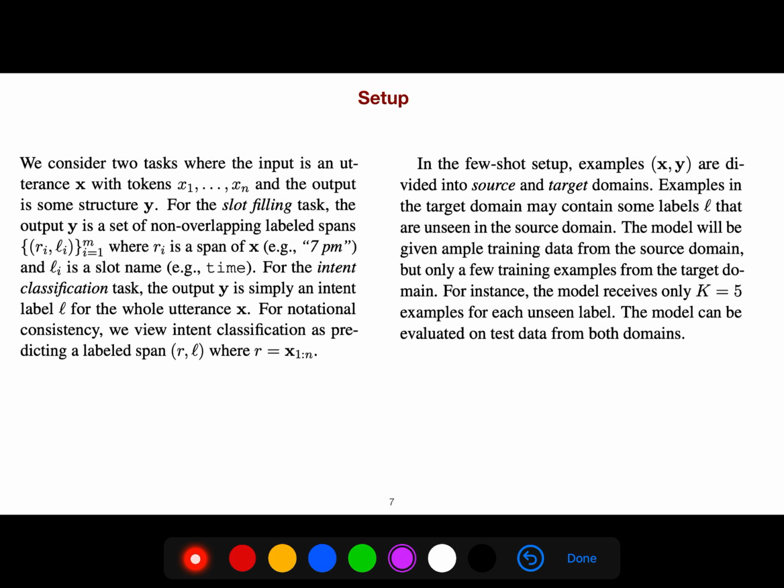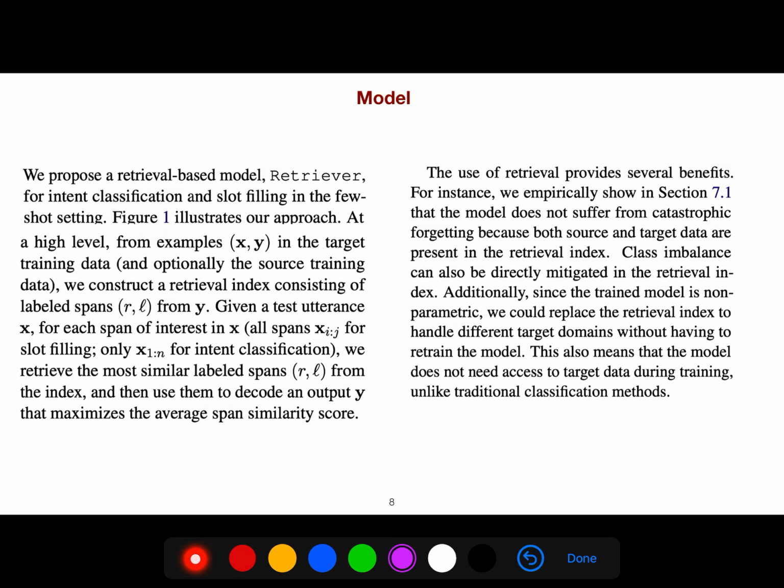So we consider two tasks where the input is an utterance with tokens and the output is some structure. For this slot filling task, the output is a set of non-overlapping label spans where R sub I is a span of X. And you know about this slot filling task and intent classification.